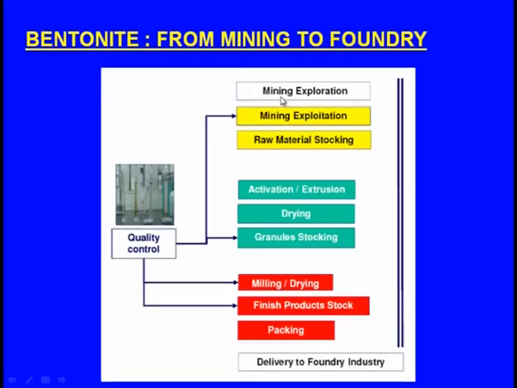So this is the bentonite from mining to the foundry, right? Here we can see the first stage is mining exploration. Next, mining exploitation. Next, raw material stocking. Next, activation. Next, drying, right? Next, stocking. And finally, we can see milling, right? Finished products go to stock and packing and delivery to the foundry industries.